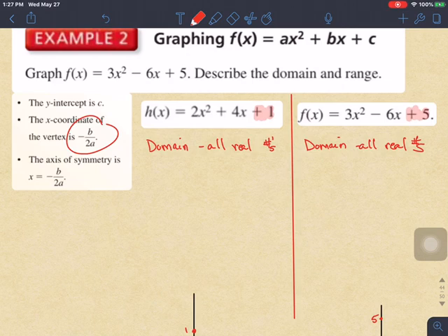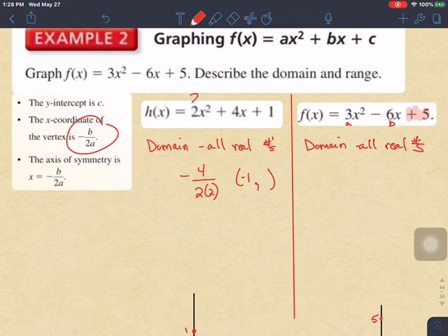So we're going to find the x-coordinate of the vertex, and then find the y-coordinate of the vertex. Remember, this is the a, this is the b. I'm going to plug those numbers in. The first one is h of x equals 2x squared plus 4x plus 1. So it's the opposite of b. b is 4, divided by 2 times a, and a just happens to be 2. So it's 4 over 4, so it's negative 1. That's the x-coordinate. Then we would plug that back in to find the y-coordinate.